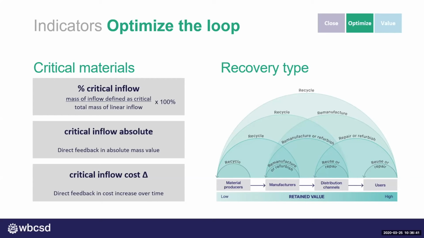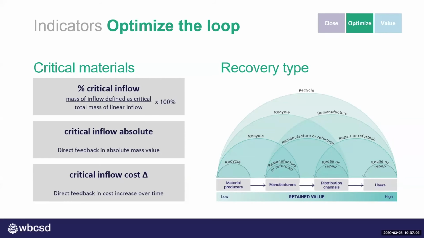In the Optimize the Loop, the strategies of a company are visualized and companies are encouraged to search for opportunities to move to the higher value strategies. In general, the closer to the end consumer, the more value has been added, and the highest value can be maintained by higher value strategies.